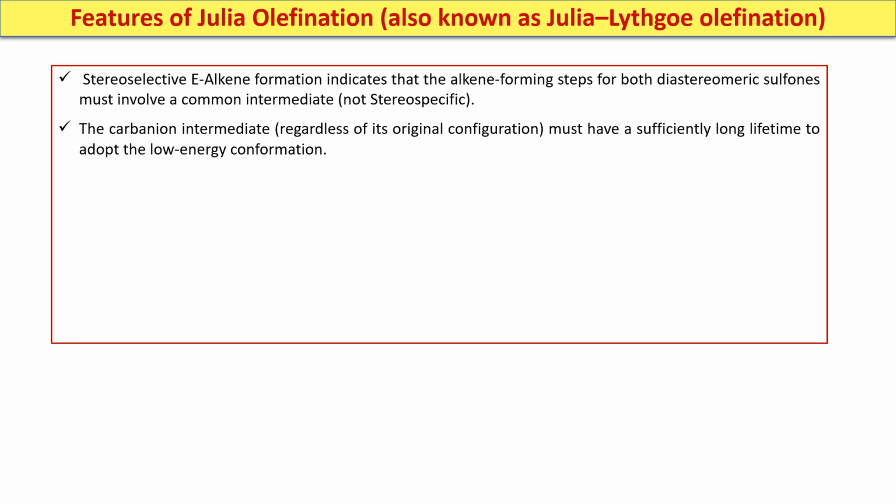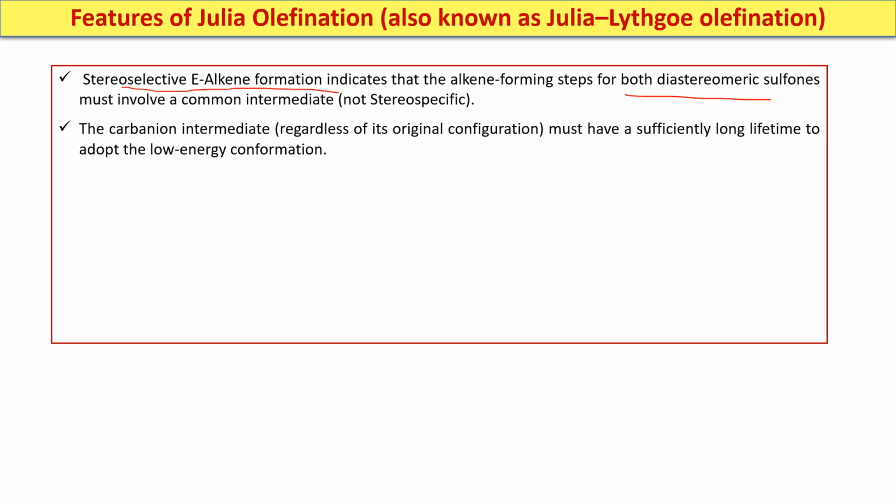Now some important features of Julia olefination. The first point here is stereoselective E alkene formation. Whatever our diastereomer is, it doesn't matter. It indicates that the alkene-forming step for both diastereomeric sulfones must involve a common intermediate. That is why it is not stereospecific. Stereospecific means suppose there are 2 diastereomers, A and A prime. From A you get one isomer, from A prime you get another isomer. No, it is not like that. From both we are getting the same. So we cannot say it is stereospecific.